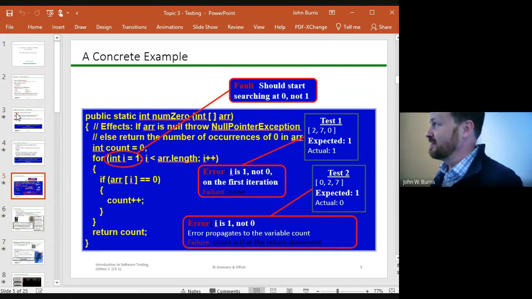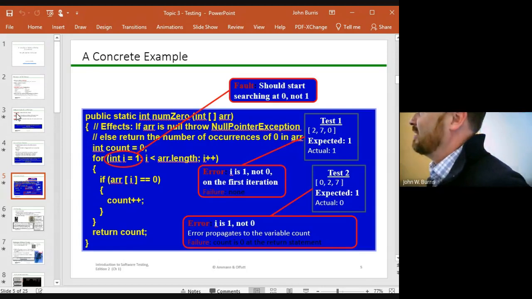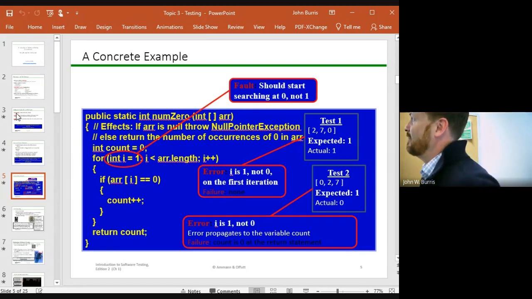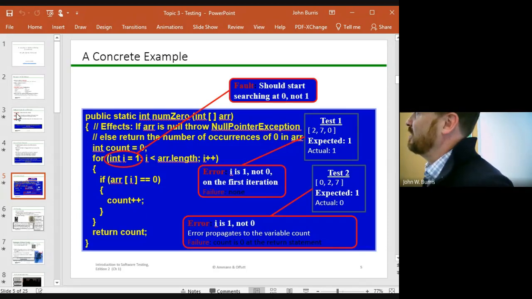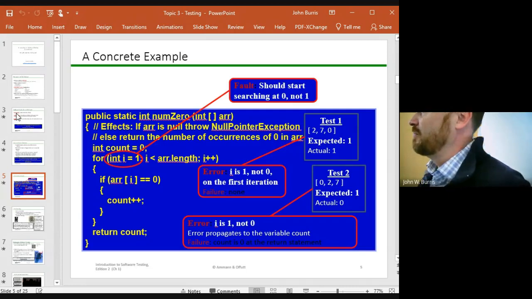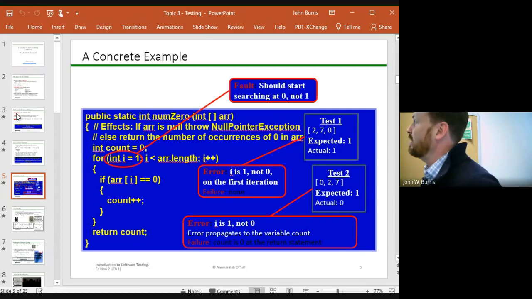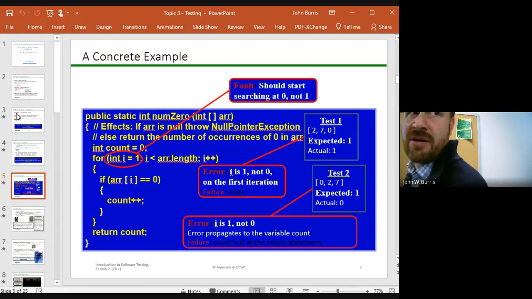Here we have a function called num0 that takes in an integer array and returns an integer. It says count equal to 0, and from 1 until the length of the array, if the value at that index is 0, it increments count. Now, this one tells you exactly what the error should be, right? Everybody see it? Now, here's the funny thing about errors.